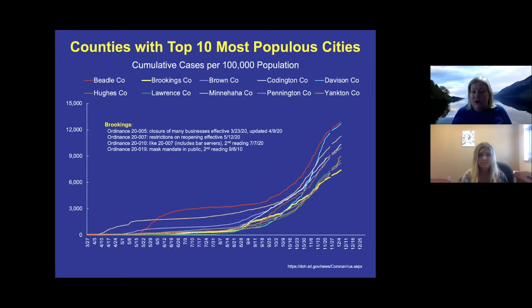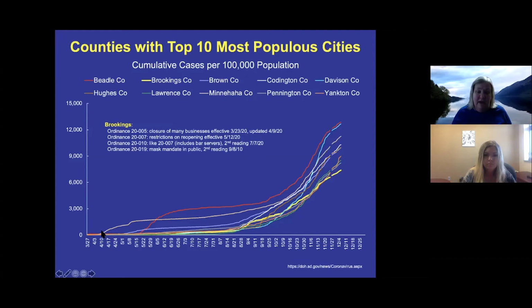This is cumulative cases per 100,000 population. So all of these numbers have been adjusted for the different population sizes because, as I just said, we don't want to compare Minnehaha case numbers to Brookings case numbers because they have such a larger population. It's going to be a lot larger. But what we want to know is what's the rate, like how many per population. And this is what you get.